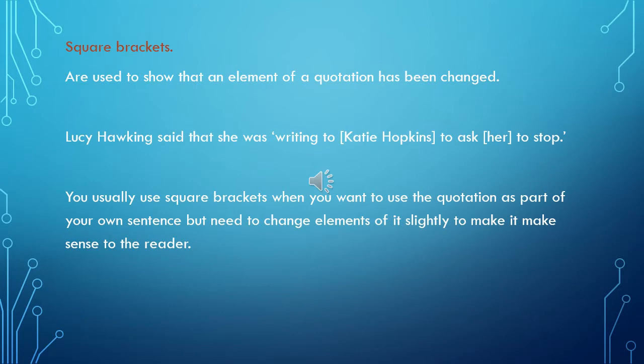So in the article that we looked at, she didn't use square brackets, but I thought I'd put them in here just to remind you what they're for. They're used to show that an element of a quotation has been changed. So if we were quoting Lucy Hawkin, we could say Lucy Hawkin said that she was writing to Katie Hopkins to ask her to stop. The bits in square brackets have been changed from the original quotation, and I've changed them so that the sentence makes sense. So you use square brackets when you want to use the quotation as part of your own sentence, but you need to change elements of it slightly to make it make sense to the reader.